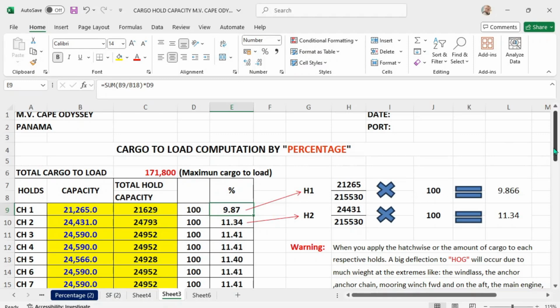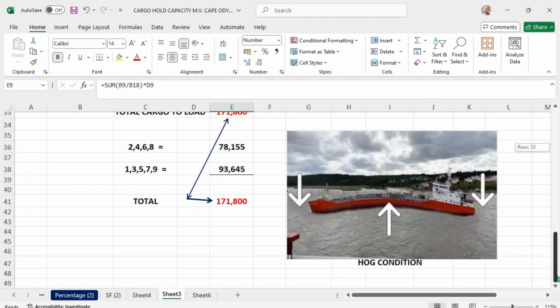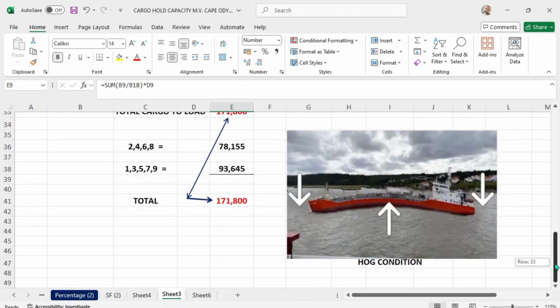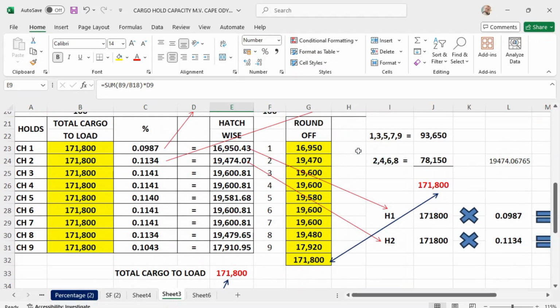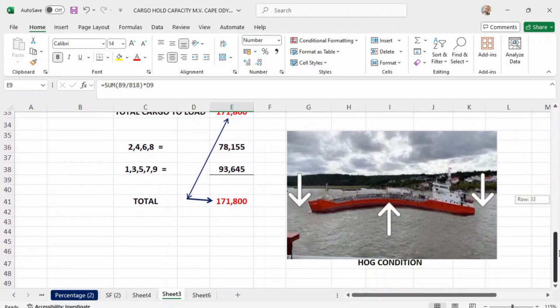So, and here, once you input the figures, your condition will be in hog condition. Okay, once you put this in the loadicator, please make a comment if it says otherwise, but it's very important that you put all these figures in your loadicator, and the loadicator will show whether it is hog or sag, but to my mind it is in hog condition.